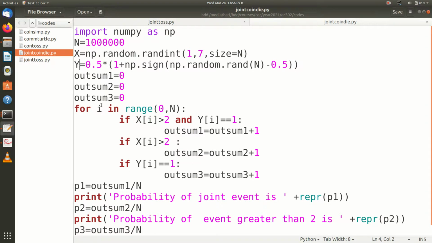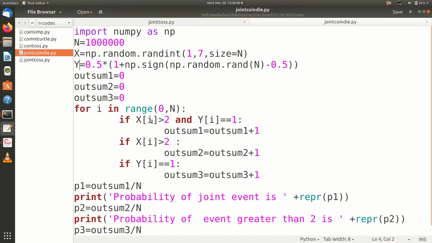Then like in the previous case, I initialize 3 sum values to 0, and then I create this joint event: for i in range 0, n. If xi is greater than 2 and yi equal to 1, this simulates my joint event. That is, the die output should be greater than 3 and the coin should be a head. If so, outsum should be incremented by 1. So for every such joint occurrence, outsum will be incremented by 1.